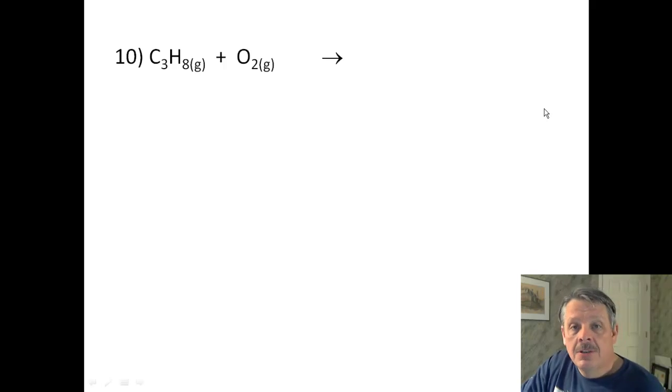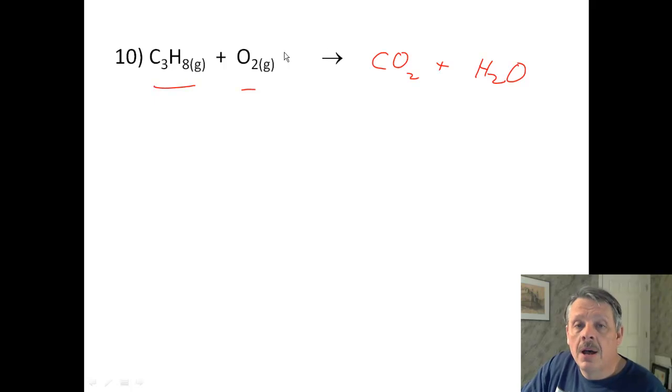How about number 10? Number 10, you should immediately recognize that this is a combustion reaction. We have a carbon-hydrogen or carbon-hydrogen-oxygen compound mixing with oxygen. It always produces carbon dioxide and water. And we are going to have 3 carbons, and we're going to have 8 hydrogens, so that's 4 times 2 is 8. So that means I've got 2 plus 3, which is a total of 5 O2s. So that's a combustion reaction.